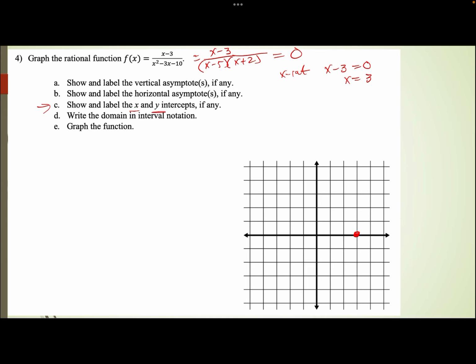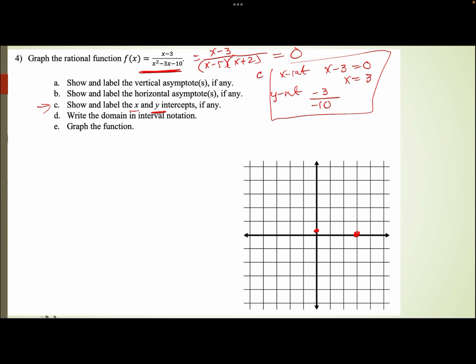To find the y-intercept, I just make x 0, sorry, and it's easier to put it into this one. So I have 0 minus 3, which gives me negative 3, and then 0 minus 0 minus 10. So my y-intercept is 3/10. Just put it about right there. Okay, so that gives me the answer for part C.